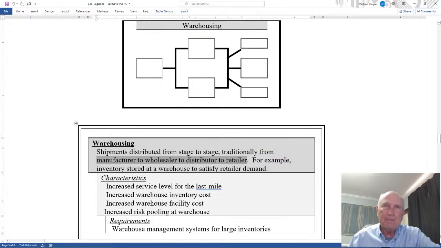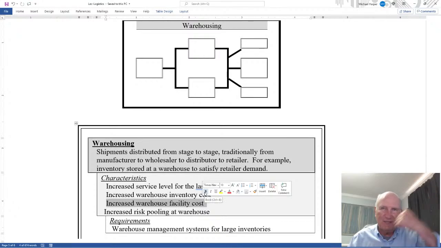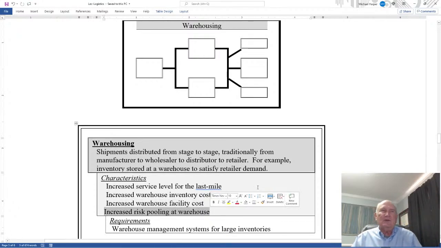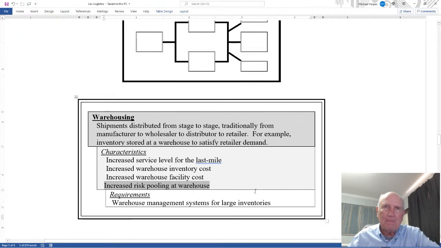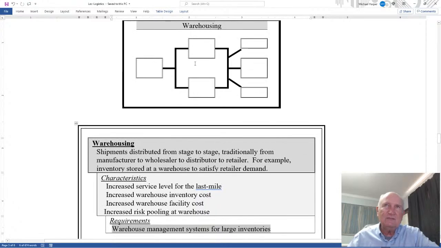Okay, characteristics: increased service levels for the last mile. So the last mile, you have more focused delivery for the customer and service levels. Increased warehouse inventory cost, because of multiple inventories to satisfy downstream demand. Increased warehouse facility costs, because of multiple facilities, not just one. And increased risk pooling capabilities or opportunities at the warehouse, because each warehouse has its own delivery stream, demand stream. And finally, the requirement is warehouse management systems for large inventories. So here's where the sophisticated warehouse management systems such as Amazon's are utilized and optimized, a local optimization within a distribution strategy. Okay.